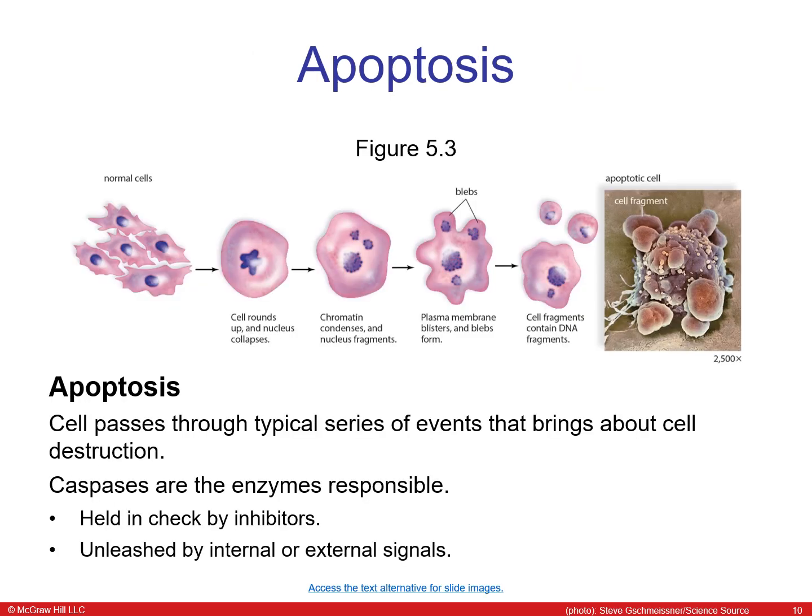Here's a diagram of apoptosis, and the cell passes through a series of events that brings about cell destruction. And the result is the blobbing of the cell on the far right into cell fragments. And there are different enzymes that are responsible for apoptosis. Apoptosis can occur by both internal or external signals.